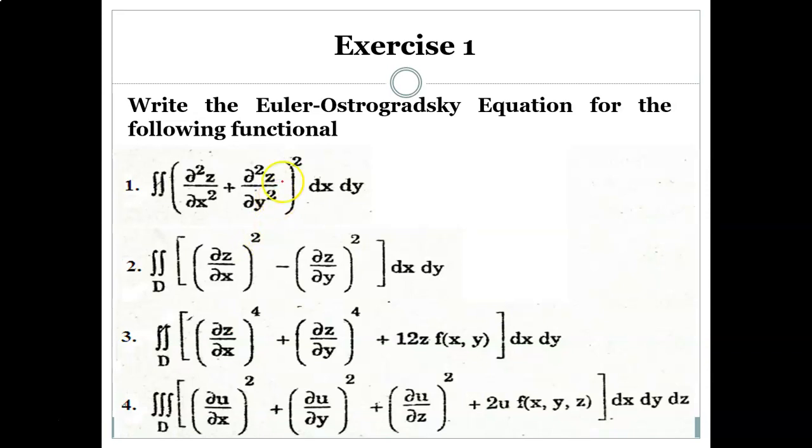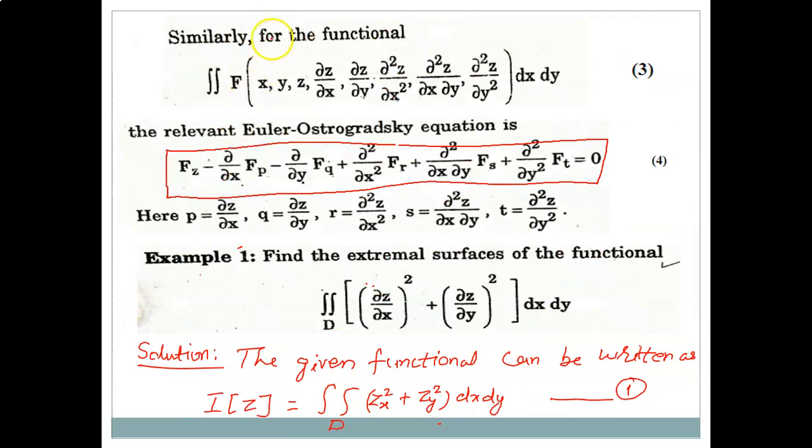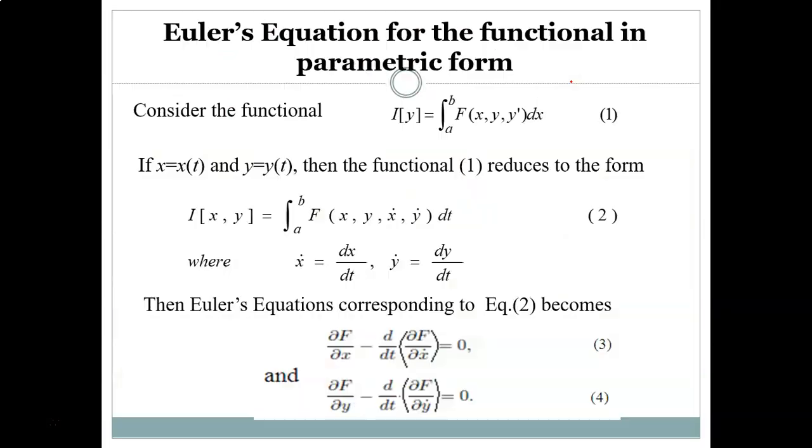So here is one exercise having certain numerical problems you can solve. Here definitely there is involvement of higher order derivatives. So you have to apply this Euler equation, equation number 3, for the first problem. So you try this exercise.